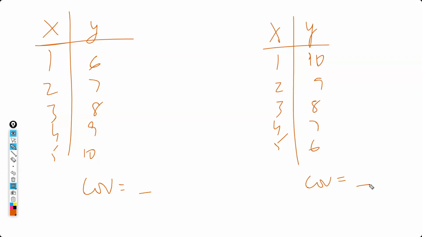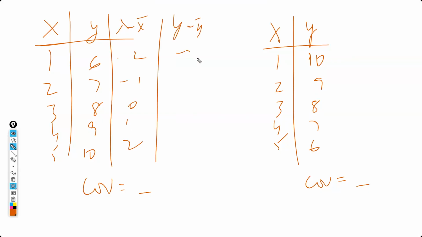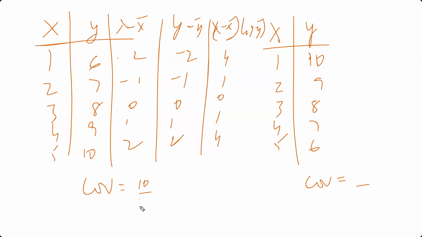Yeah, what is the answer of the first one? For the first example, zero? X minus X bar is minus 2, minus 1, 0, 1, 2. Y minus Y bar is also minus 2, minus 1, 0, 1, 2. X minus X bar into Y minus Y bar will be 4, 1, 0, 1, 4. Total is 10. 10 divided by 4 is 2.5.